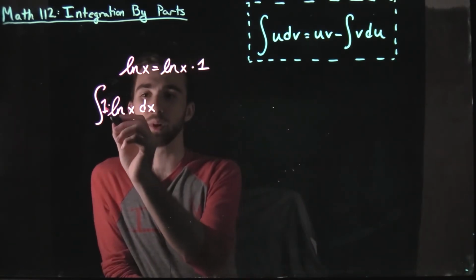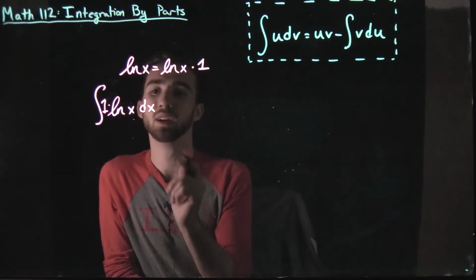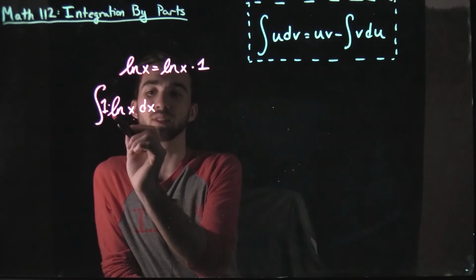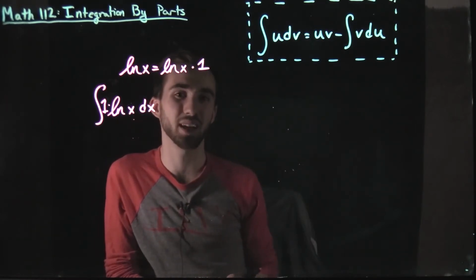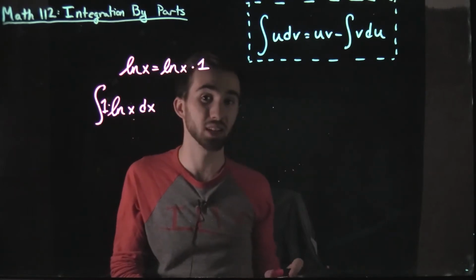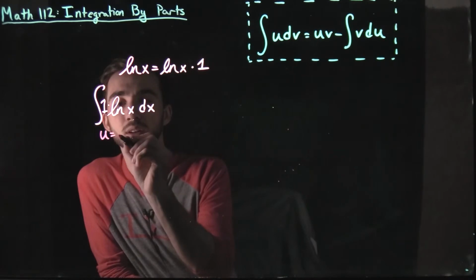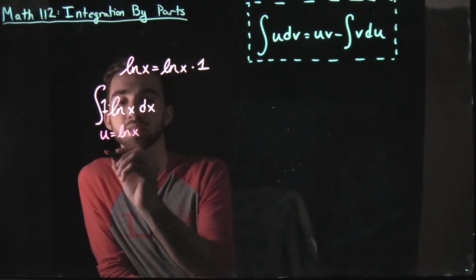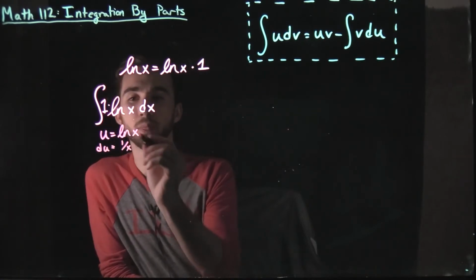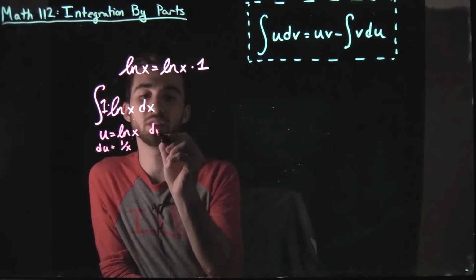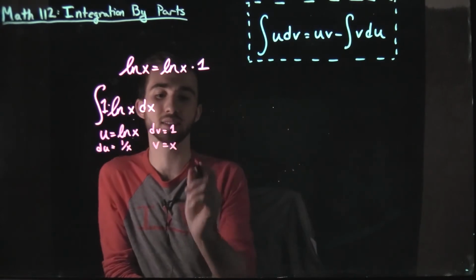So which one do we choose as our u and which one do we choose as our v? Well, the whole problem in the first place was, what is the integral of ln of x? So we don't want to choose that as our v, because it doesn't have an easy integral. Instead, let's say u is equal to ln of x. That means our du is equal to 1 over x. And that means our dv is 1, and our v is x.